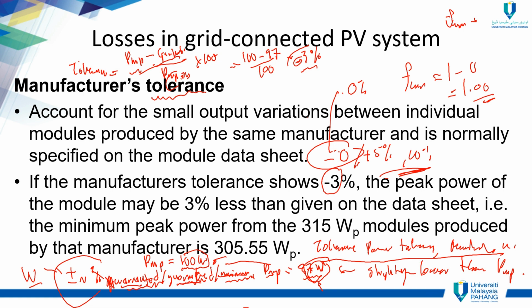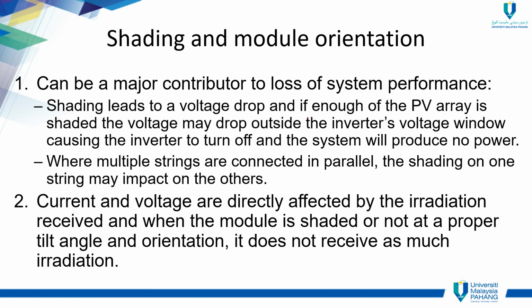Okay, tanya kawan-kawan boleh. Alright, shading and module orientation can be a major contributor to loss of system performance. Shading causes voltage drop, because a hotspot is created. It's not the personal hotspot of the Wi-Fi, it's the hotspot. So if the PV array is shaded, the voltage drops. When the voltage drops, what we are afraid of is that it drops outside the inverter voltage window.